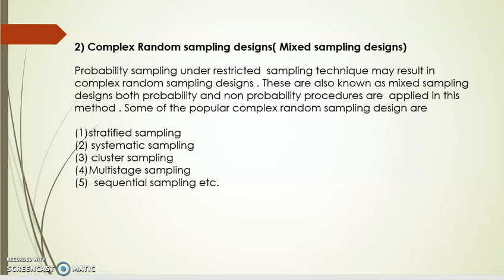Complex random sample design. Probability sampling മറ്റൊരു subdivision ആണ് complex random sampling design. Probability sampling under restricted sampling techniques may result in complex random sampling designs. These are also known as mixed sampling designs. Both probability and non-probability procedures are applied in this method. Some of the popular complex random sampling designs are stratified sampling, systematic sampling, cluster sampling, multi-stage sampling, and sequential sampling.